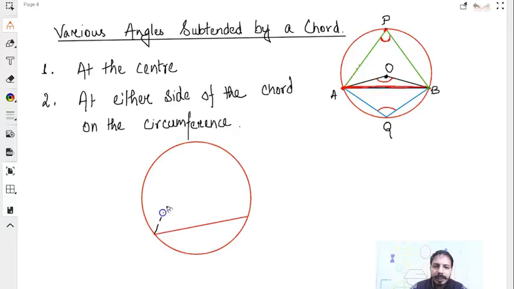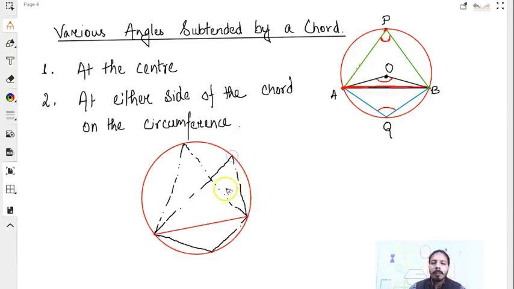For example, it can subtend one angle on this side of the segment. See, there are two segments, segment 1 and segment 2, right? It can subtend one angle on this segment, and it can subtend one more angle on this side. Of course it can subtend many angles on this side, but basically this is one part of the segment and this is the other part of the segment. So basically this is the major segment, this is the minor segment.